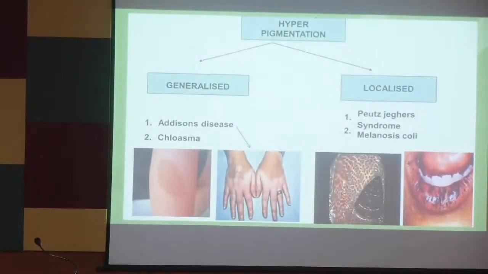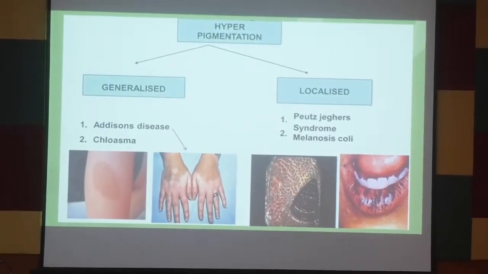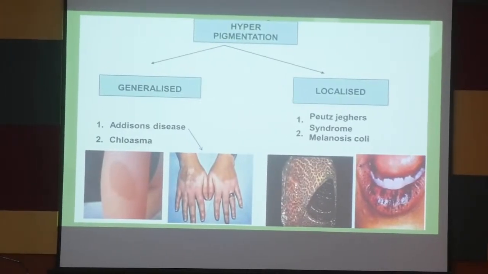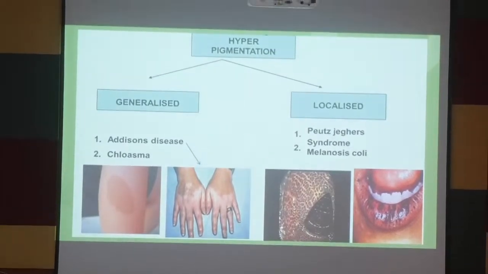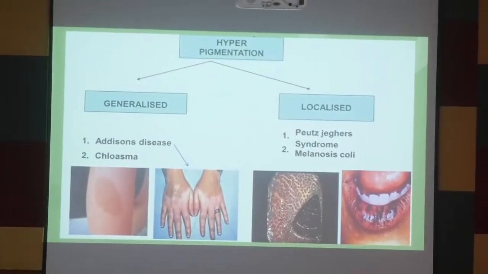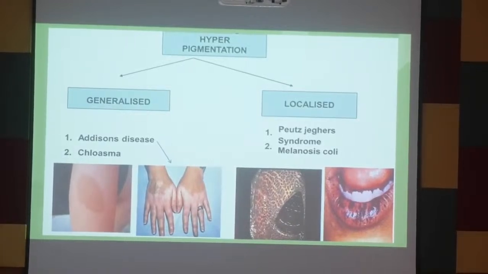Chloasma is common in females who are taking OCP, oral contraceptive pills for birth control, and are prone to develop chloasma in their skin and subcutaneous tissue in the later half, or the third to fourth decade of their life, after prolonged ingestion of oral contraceptive pills. Okay. So generalized are Addison's disease and chloasma. Localized are Peutz-Jeghers syndrome and melanosis coli.